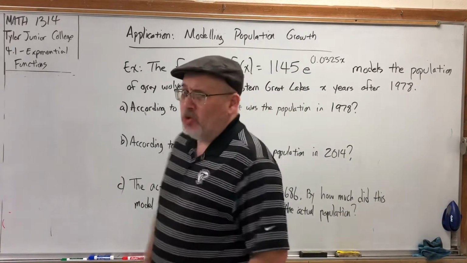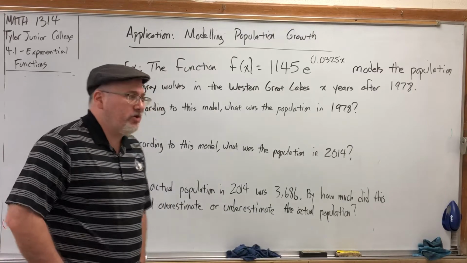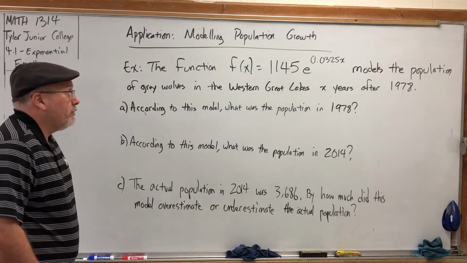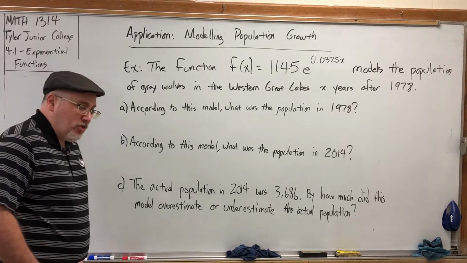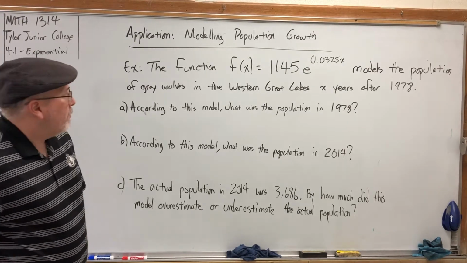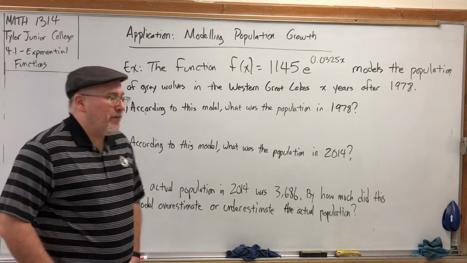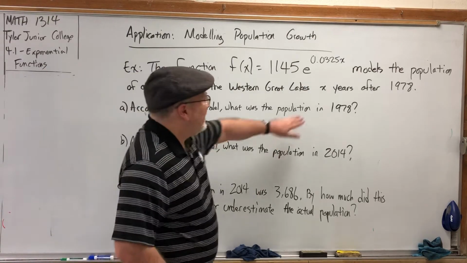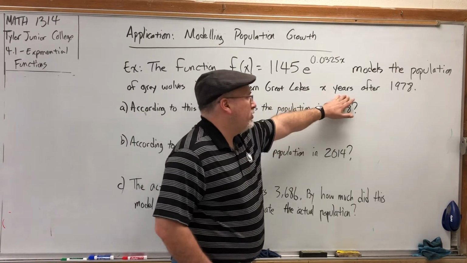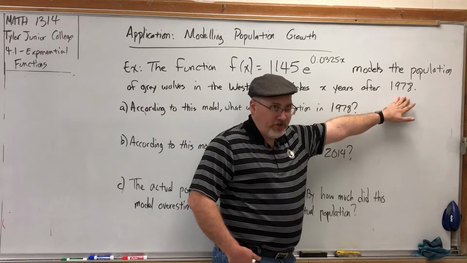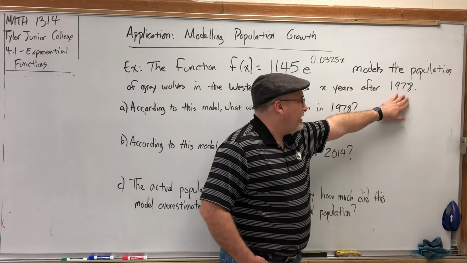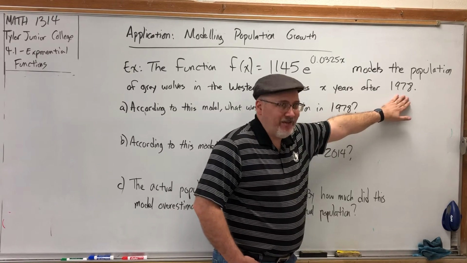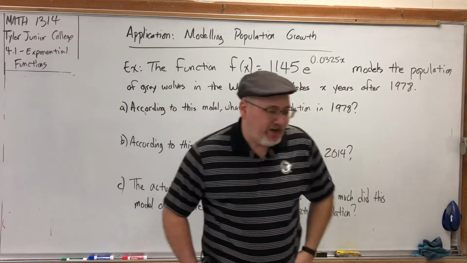Before we read the actual questions we're going to answer, let's make sure we understand what we're being given here. We're given a function that takes in a value and gives us back another value. That's what functions do. But in this context, the input and the output have meaning. In this case, the input is measuring the number of years after a certain starting point. So for example, in the year 2000, that would be 22 years after 1978, so x would equal 22.